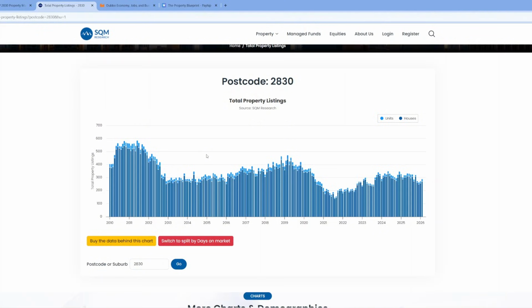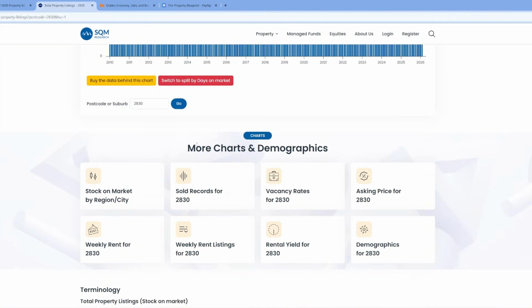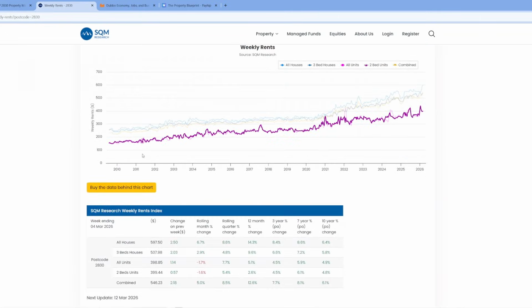You can once again do this on HTag, or you can do this on SQM Research. I'm just going to show SQM as I have it open right now. Then you click on weekly rent for this postcode, and you can see that over the past 12 months, it's had about a 14% increase, or a 9% increase in the 3-bedroom houses. So you can see that the rental growth of this location is extremely strong.